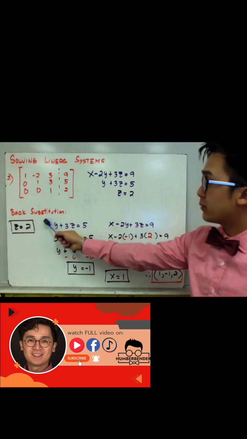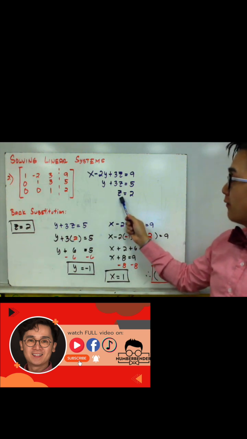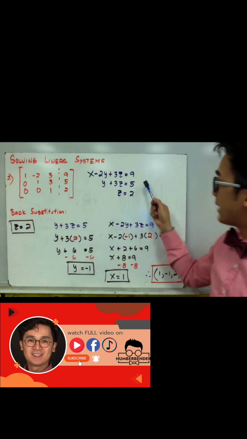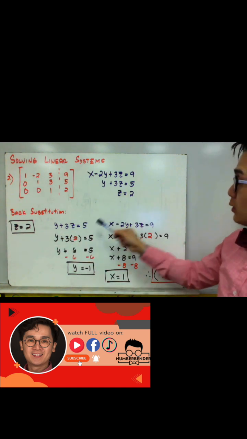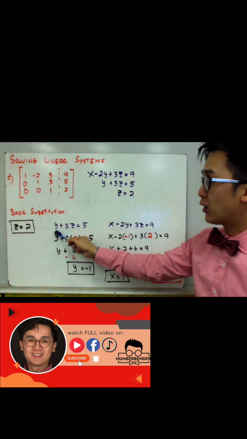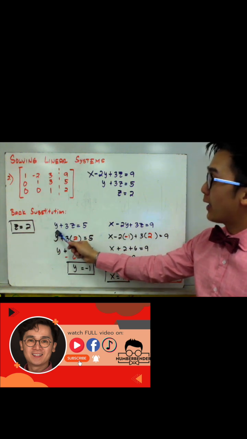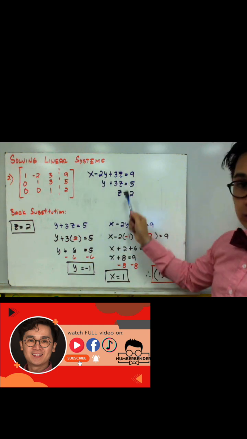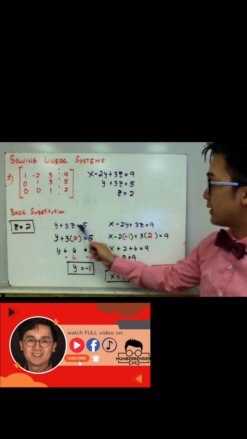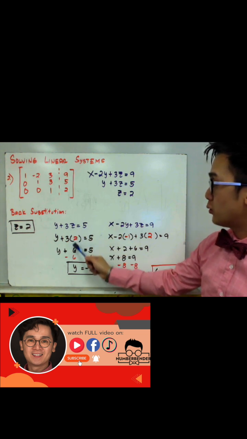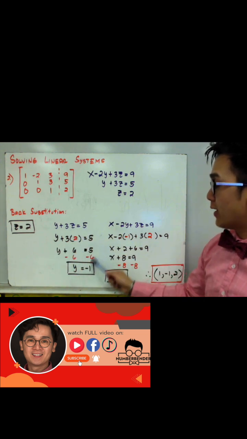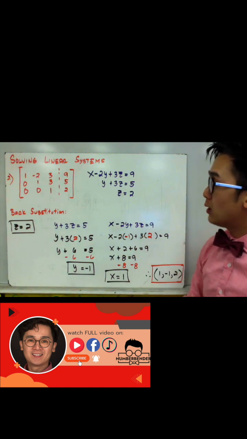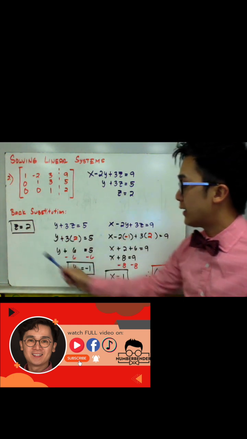Now using back substitution, by using the value of z, which is equal to 2, and substituting it to our second equation, which is y plus 3z is equal to 5, we will be able to find the value of y, which we will use in solving for the solution of our 3 variable linear system. So we have y plus 3z is equal to 5. Changing z to 2, we'll have y plus 6 is equal to 5, giving us y is equal to negative 1. So now we have 2 variables for our linear system, the value of z and the value of y.